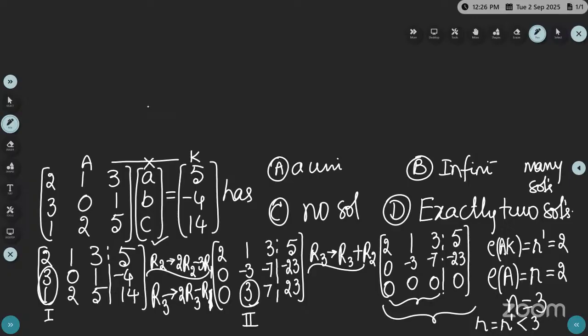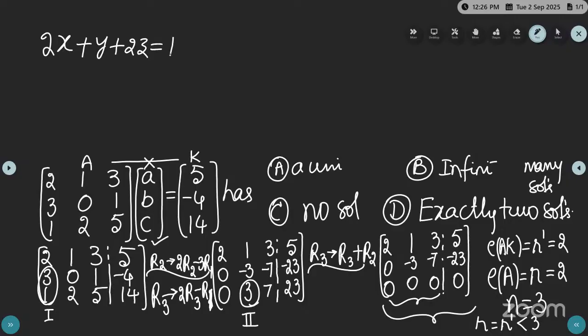Consider the following system of equations. 2x plus y plus 2z equal to 1, x plus y equal to 0, x minus ky plus 6z equal to 3.